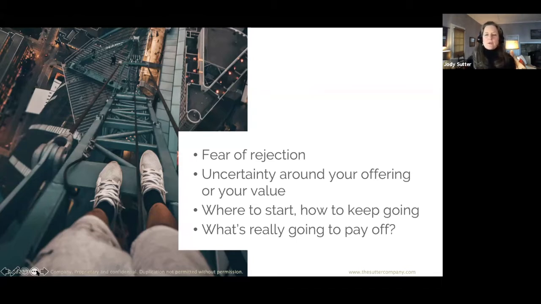So when you're uncertain about how to communicate what your positioning is, or your value, it also puts you in a vulnerable position, and often results in you avoiding having to do the work. Another fear is where to start and how to keep going. There are a lot of things that you could be doing. How do you know which is the right one for you?